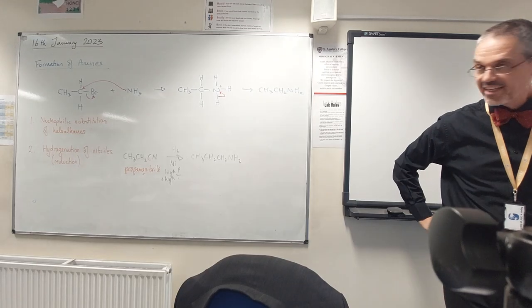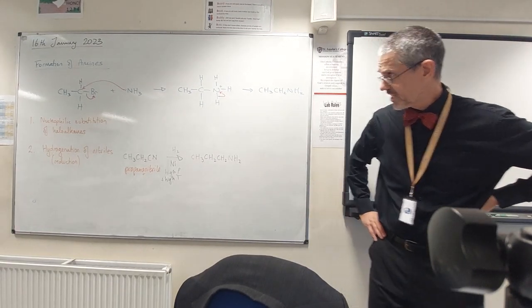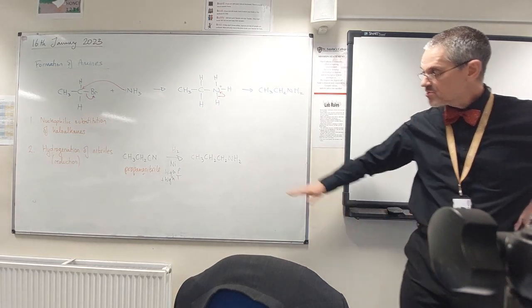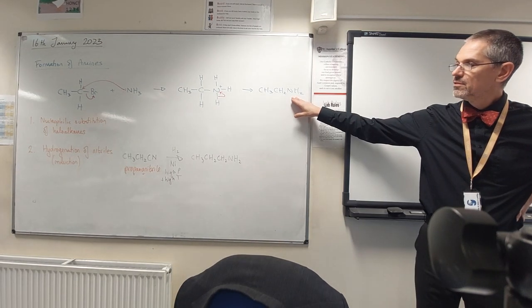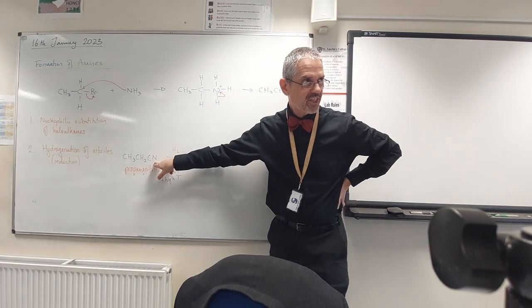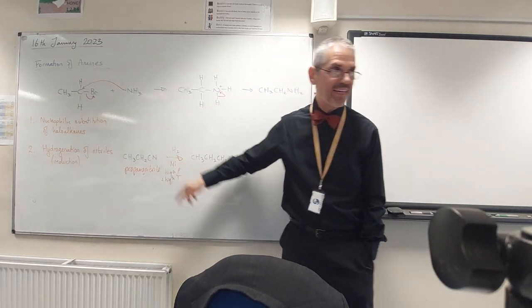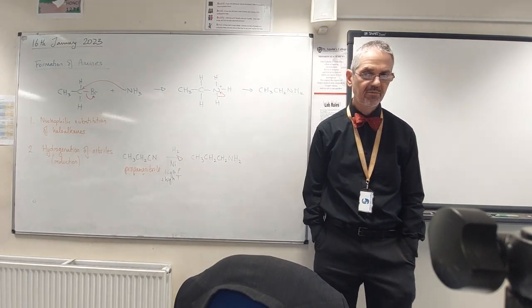Just before we go on, notice the relationship between these two reactions that I've put on the board here. They both make an amine. We just go back a step. How can I make my propane nitrile? What could I make that from?